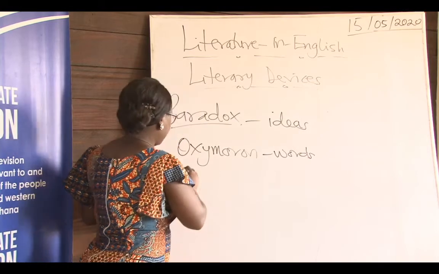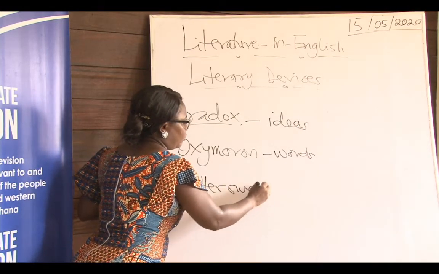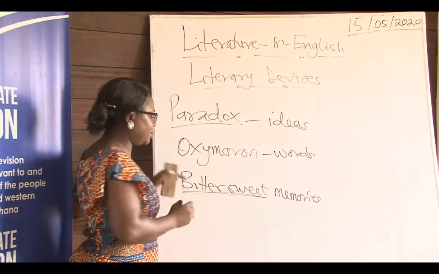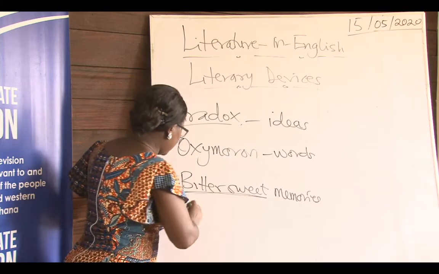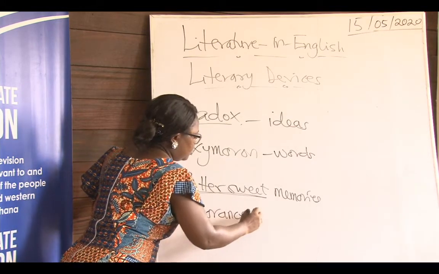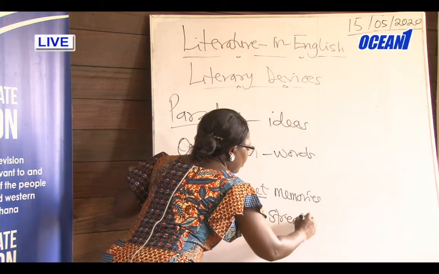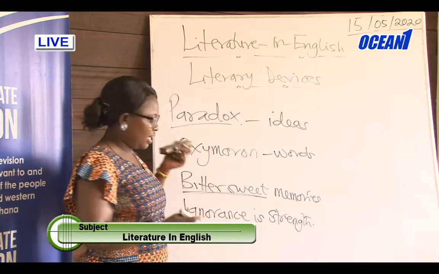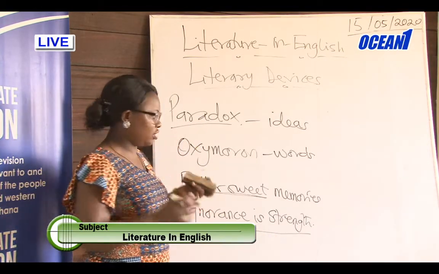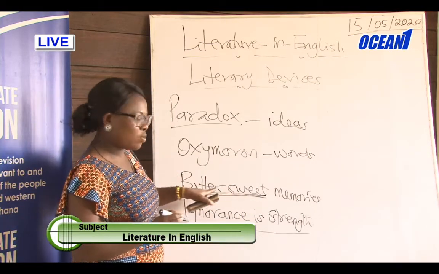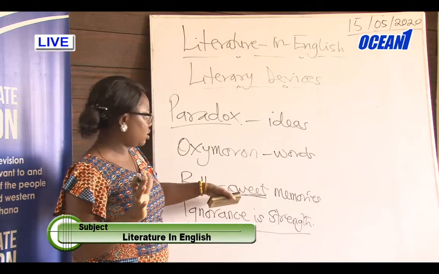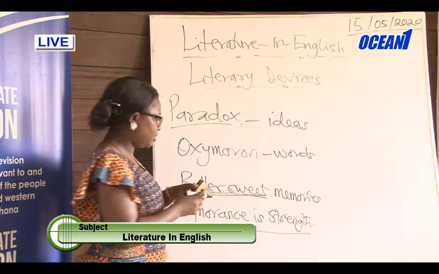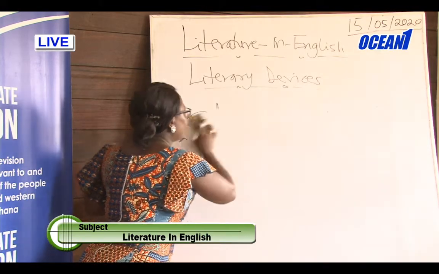Let's look at this. Bittersweet memories. Here we are looking at bittersweet being words, but when we say that ignorance is strength, it is to do with the expression of ideas and not words. It is the idea in this statement that is self-contradictory. But here, it is the two words placed side by side that are contradictory. So while oxymoron is to do with contradictory words, paradox is to do with contradictory ideas. So we should take note and not confuse the two.